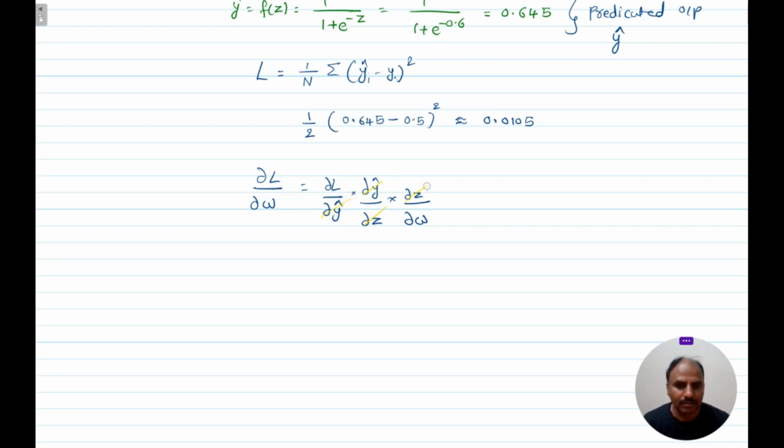Again, we will receive ∂L/∂W. So our right hand and left hand are matched. Now let us start one by one. What is ∂L/∂y_cap?